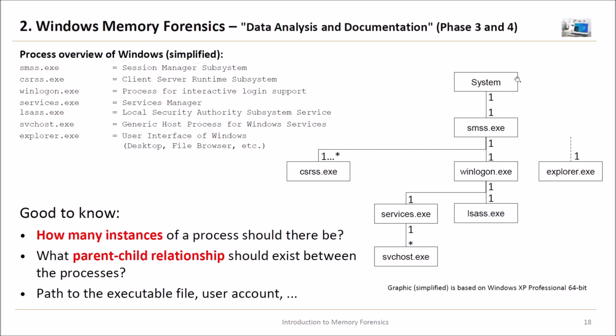Here you have also a tree of which processes should run on a Windows XP machine. As I said, this is a simplified version of Windows XP Professional 64-bit, since the machine we analyze is a Windows XP machine. And you can, for instance, see that the system starts one SMSS.exe, the SMSS.exe started one winlogon.exe, we have one explorer with no parent, and so on. Good to know here is how many instances of a process there should be, what parent-child relationship should exist between the processes, the path to the executable file, the user account, and much more information we can get about a healthy Windows system.